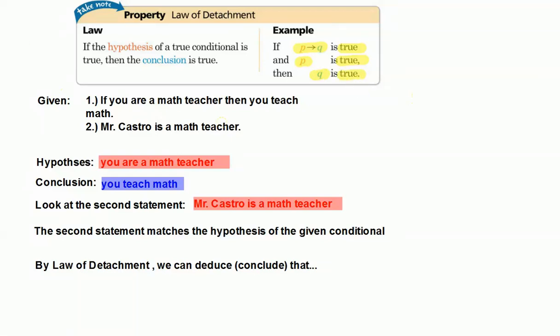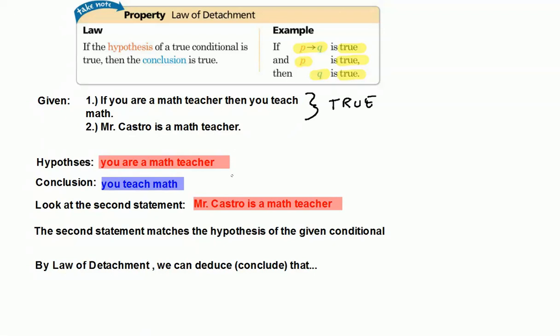So when you look at this, it gets a little confusing. So before we even look at a problem, I made an example here. The first thing is they have to give you two statements. I number them 1 and 2. The first statement is the conditional. If you are a math teacher, then you teach math. The conditional is true. It has to be true. The second statement says Mr. Castro is a math teacher.